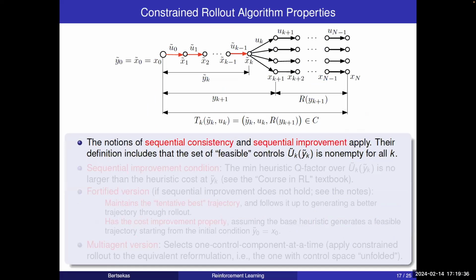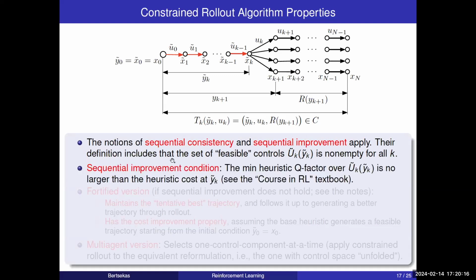So let's look at the theoretical properties of constrained rollout, in particular the notions of sequential consistency and sequential improvement. For sequential consistency, the definition is exactly the same as in the unconstrained case. But for sequential improvement, there's an additional condition that must be satisfied. In addition to what we had before, we also require that the set of feasible controls at each of these sets, big U_k tilde, must be non-empty for all k. This is an assumption that we make about our heuristic.